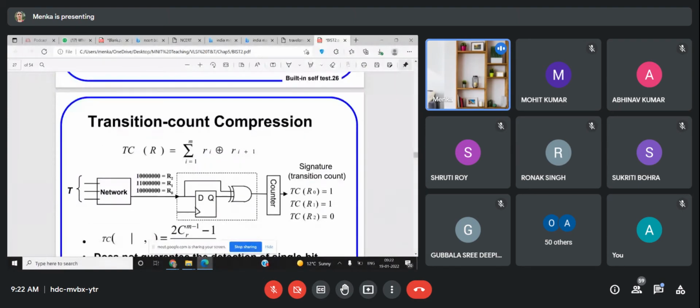For example, in this, R0 is 1, R1 is 2 actually. Sorry, transition count, this is also 1 and this is 0 because this was 0. That was your 0. So these problems are not there in the upgraded version of the book, the latest version which I have. Okay, so you can check that once from the book. Okay, yeah.